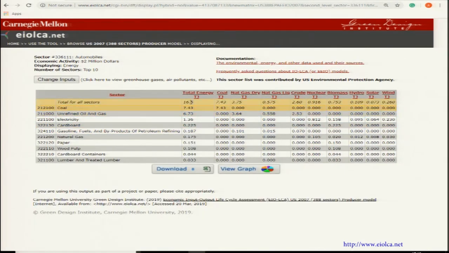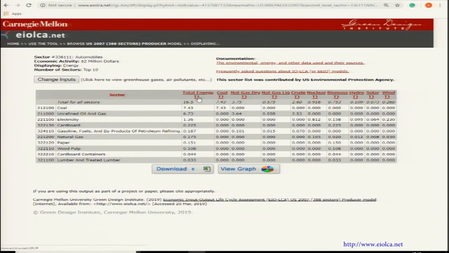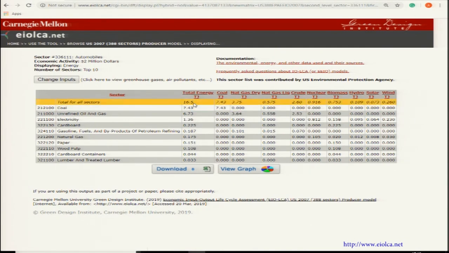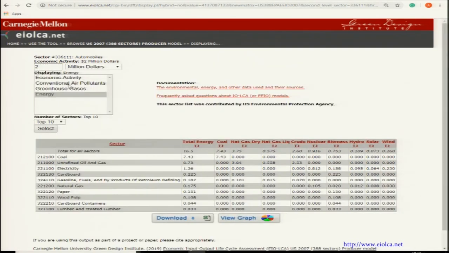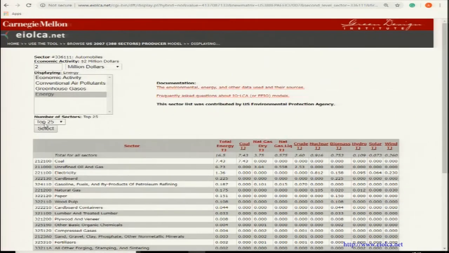This is energy, the total energy in terajoules, TJ is terajoules. A total of 16.5 terajoules of energy is consumed in producing cars worth $2 million, that is 100 cars, of which one car is worth $20,000. All that, in coal, natural gas dry, natural gas liquid, crude, nuclear, biomass, hydro, solar, all these inputs are here. We can even see more than 10 outputs here, there are 25 outputs. I can even see all outputs here.